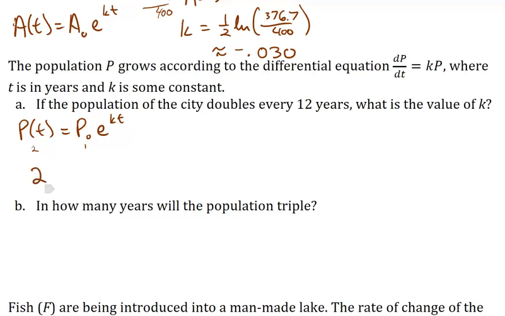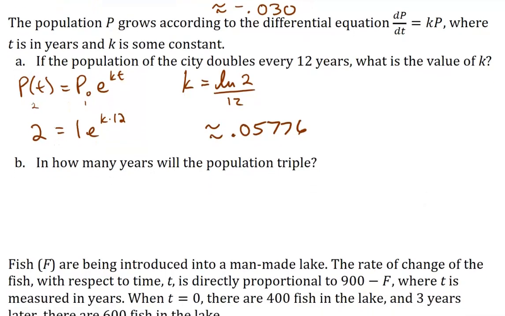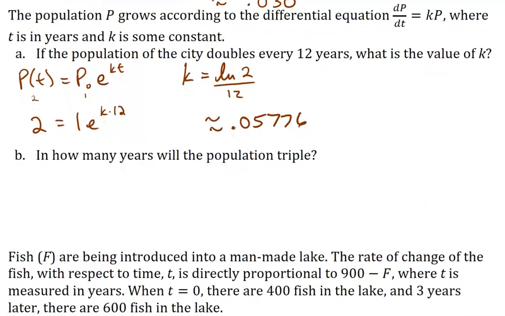So I'm going to use a ratio. 2 is equal to 1 times e to the k times 12. Taking the natural log of both sides, and the natural log will get rid of the e. So k is approximately natural log of 2 divided by 12, which, actually, k is exactly that, but that is approximately 0.05776.